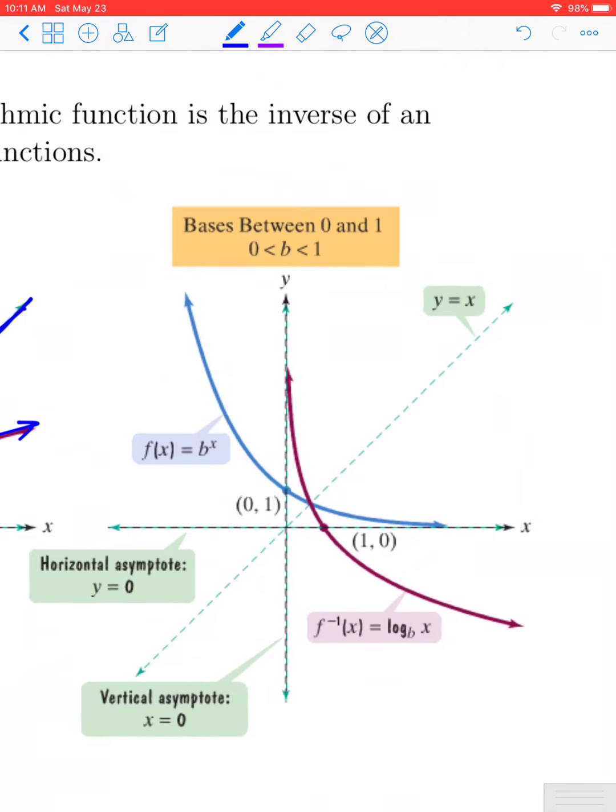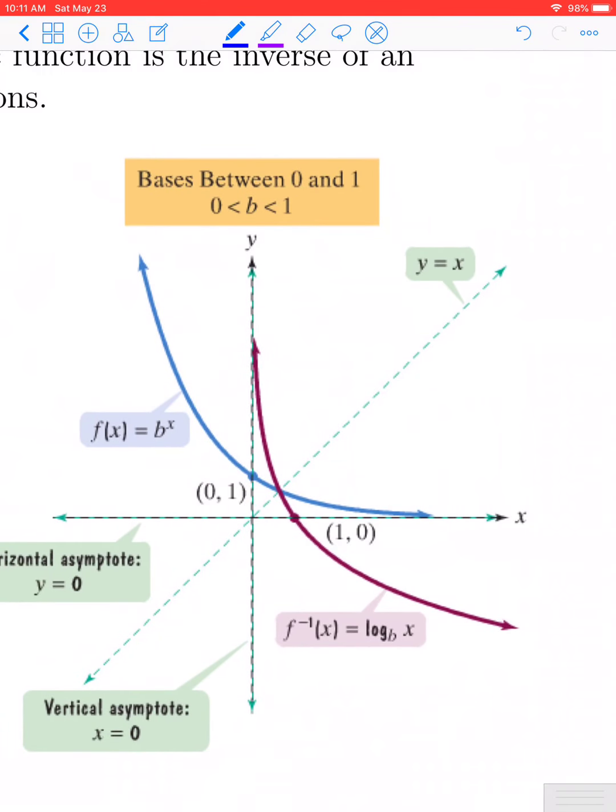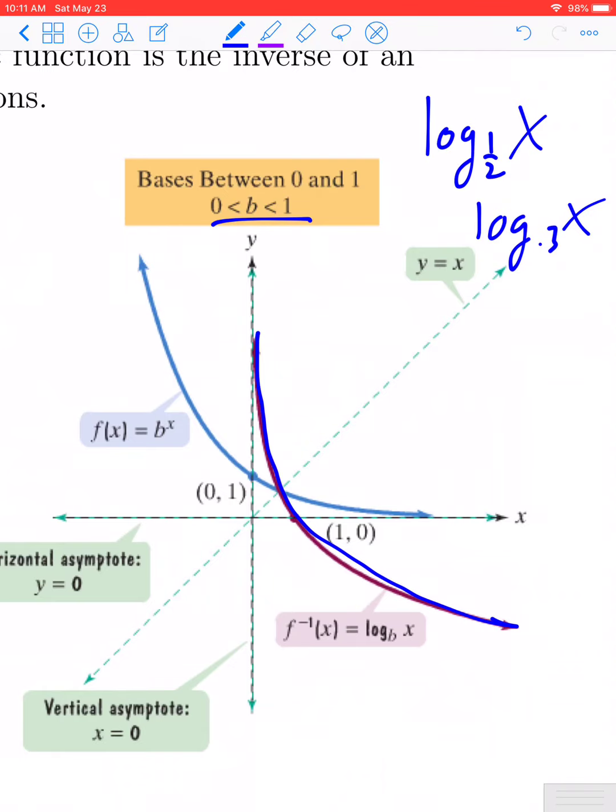On the other hand, if you have the graph of a logarithm and the base is between 0 and 1, so let's say log base 1/2 of x or log base 0.3 of x, etc., then the graph is going to look like this.